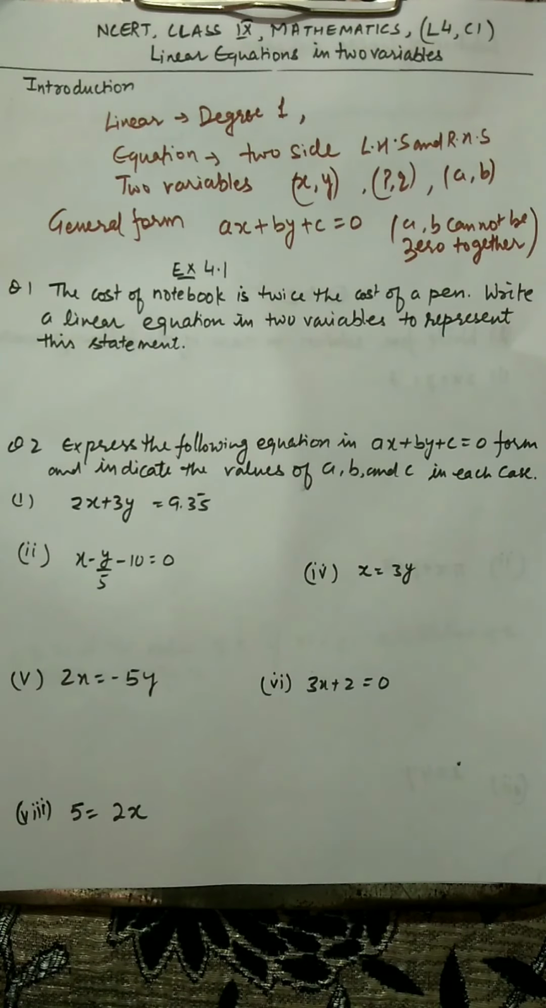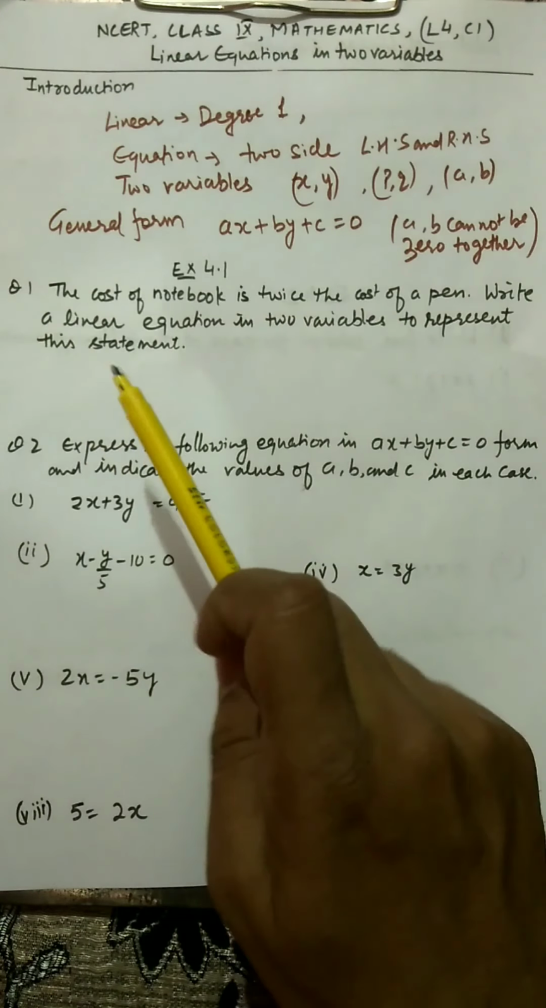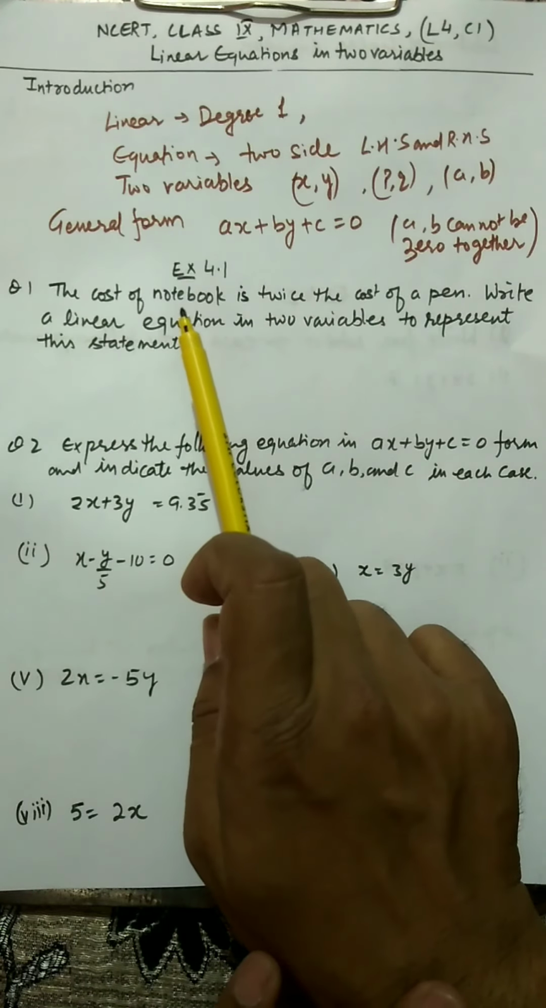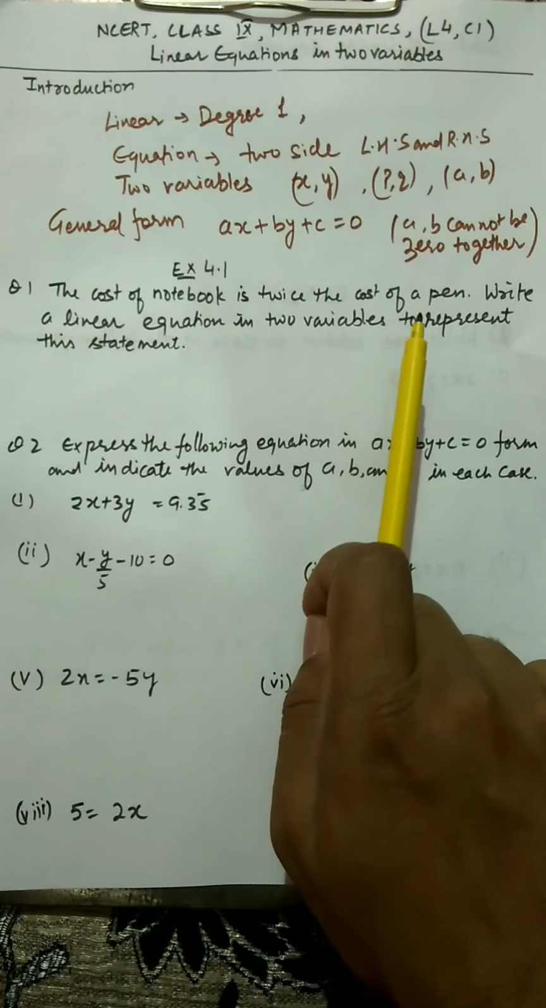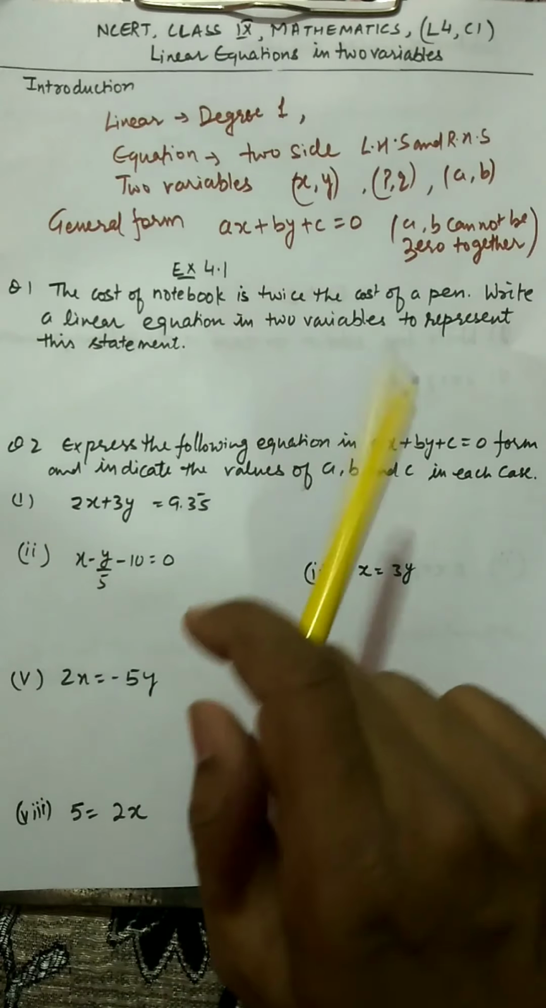See, whenever you get problems based on linear equations in two variables, you always just think one more thing, that you will always get problems in which two unknown things will be there. For example, here you can see, do you know the cost of the notebook? No. So this is the first unknown thing. Do you know the cost of a pen? No. So this is another unknown thing.